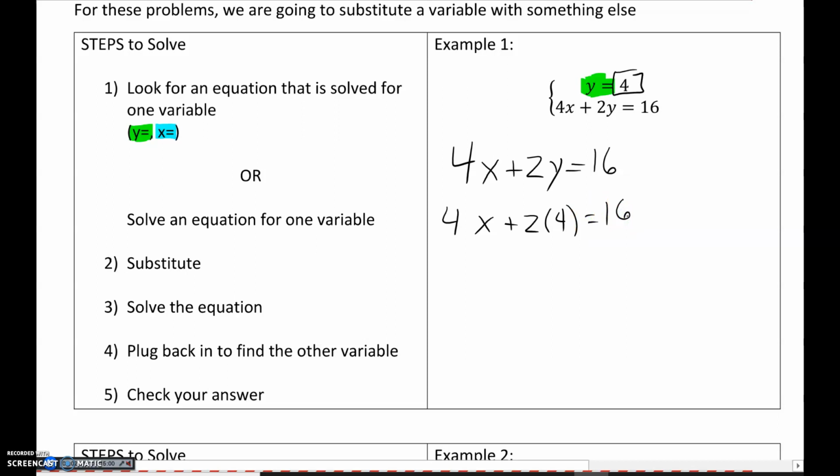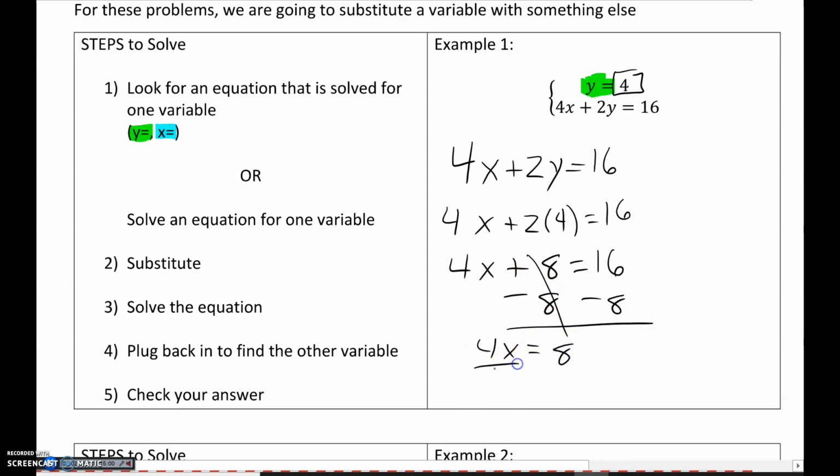And now I have to solve the equation. 2 times 4 is 8. Subtract 8 on both sides. 4x equals 8. Divide by 4. x equals 2.